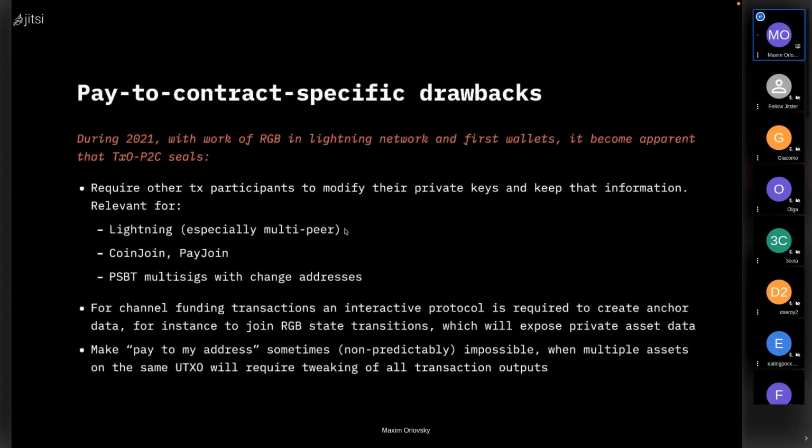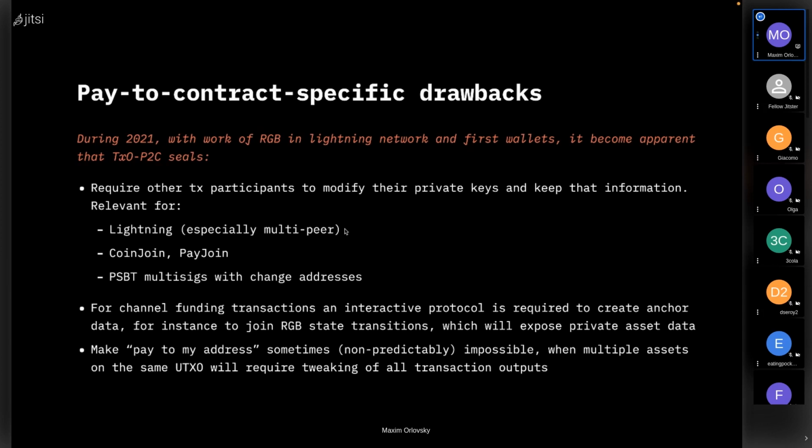During the last year, while we were working on the Lightning implementation of RGB, and also on the wallet implementation of RGB, not dependent on Lightning Network even, we have witnessed more drawbacks of the pay-to-contract commitments in general. Let me name those drawbacks. First of all, when you have a transaction created by multiple parties, which is the common case for the Lightning Network, especially when we move to channel factories and other multi-peer setups of the Lightning channels. It is also true for coin join and pay join transactions.